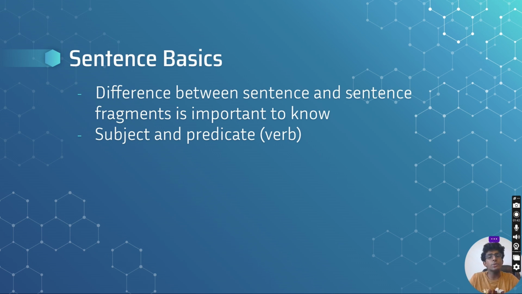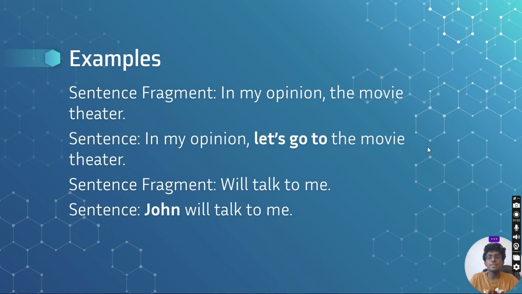It's important to know the difference between a sentence and a sentence fragment. So what does a sentence have? It has a subject and a predicate or a verb, while a sentence fragment has only one or the other. For instance, a sentence fragment would be like, "In my opinion, the movie theater." Okay, we know movie theater is the subject, but we don't have a verb. So we can fix it by saying, "Let's go to the movie theater." We're adding a verb, and we have our subject.